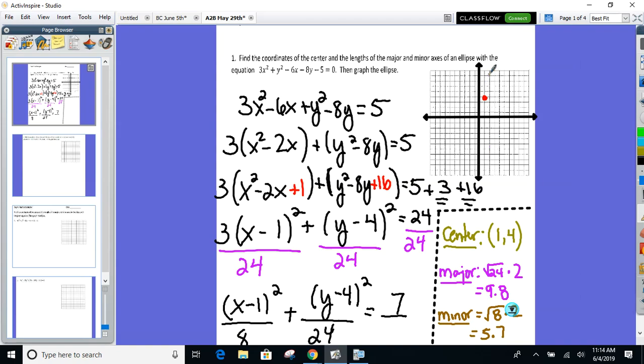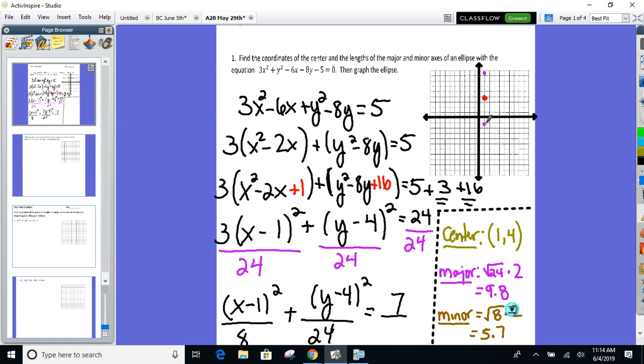So I'm not going to go 1, 2, 3, 4, 5, 6, 7, 8, 9.8 up here. How many do I go up and down? Half of 9.8, which is what? 4 point. So about 5 I go up and down. Let's go. 1, 2, 3, 4, almost 5.